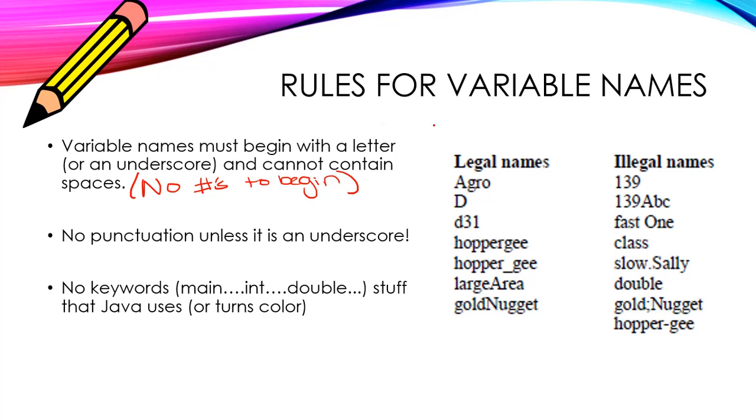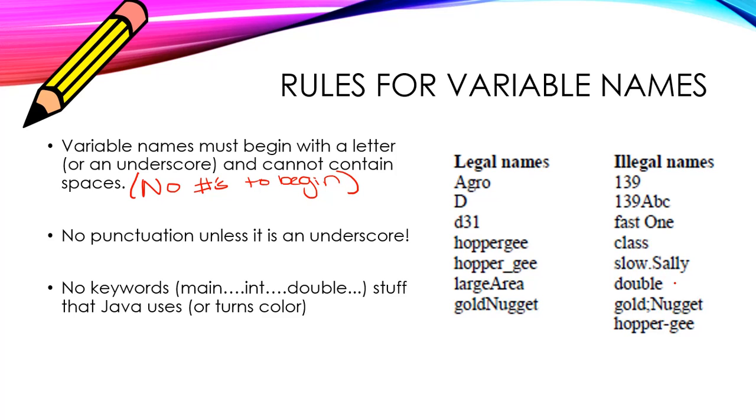Okay, so here are some examples of legal names. I can go argro, at D31, hopper G, hopper underscore G, large area, gold nugget. Can't do 139, it starts with numbers. 139 ABC still starts with numbers. There's a space here. Class is a keyword, can't do that. Slow dot Sally, can't do a dot. Double, that's a keyword, can't do it. No semicolon, no hyphen. Just be careful when you name your variables.